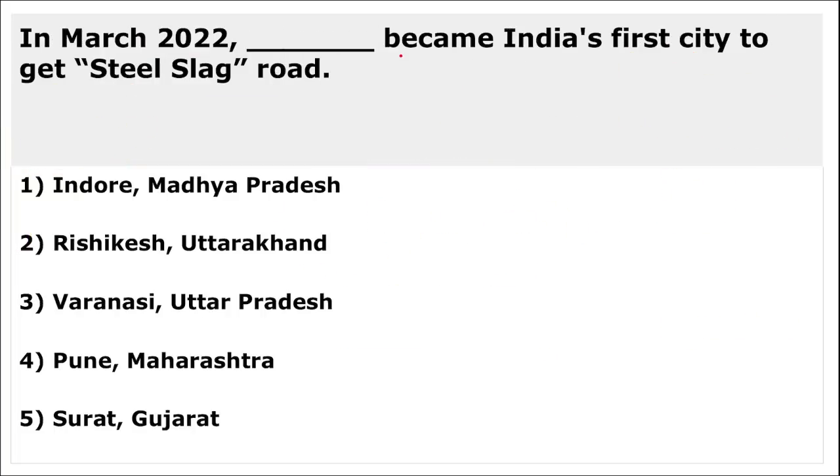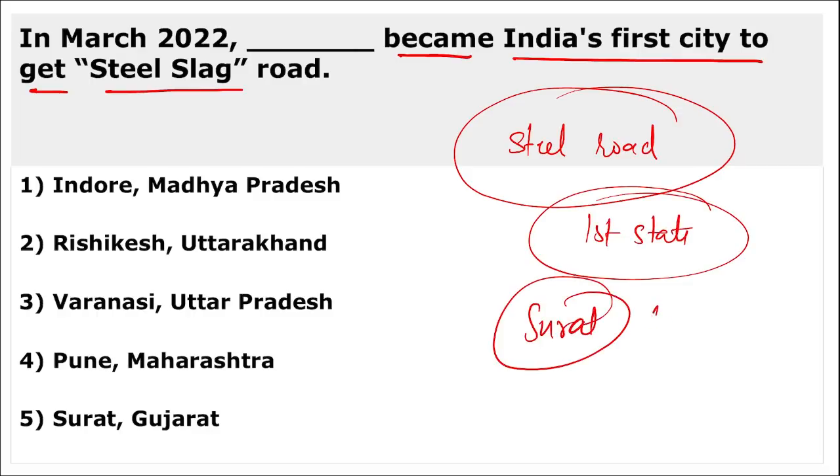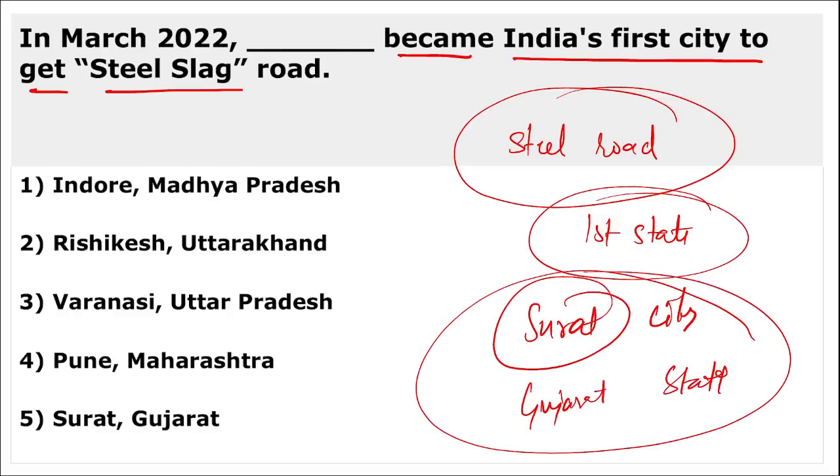Next, in March 2022, Surat became India's first city to get a steel slag road, or you can say steel road. The first Indian city to get the first steel road is Surat, and your state is Gujarat. This is the state that got the first steel road in India. Important: Steel Slag Road. So the correct option here is Surat.